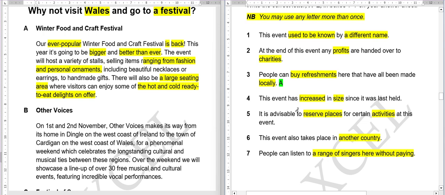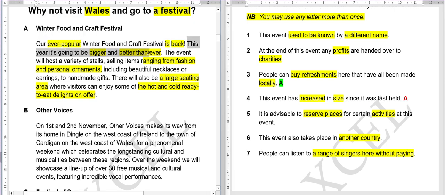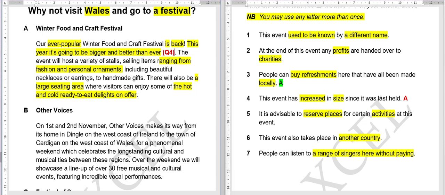Let's read the next. This event has increased in size since it was last held. Is there any mention of an increase in size here? Yes, there is. So the answer to this particular one is A. Where it is written, let me mark here. Here: this year it's going to be bigger and better than it ever was. So basically this year it's going to be bigger, which obviously just means it has increased in size. That's our fourth. I hope it is clear.